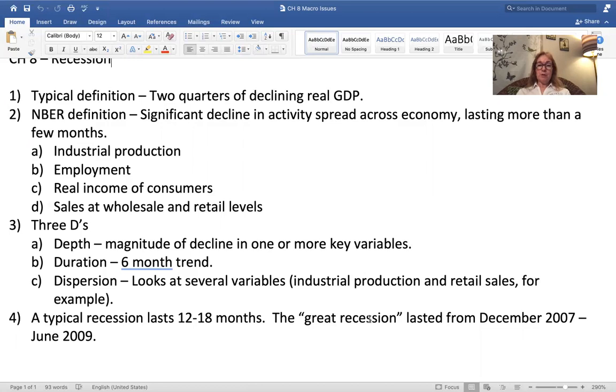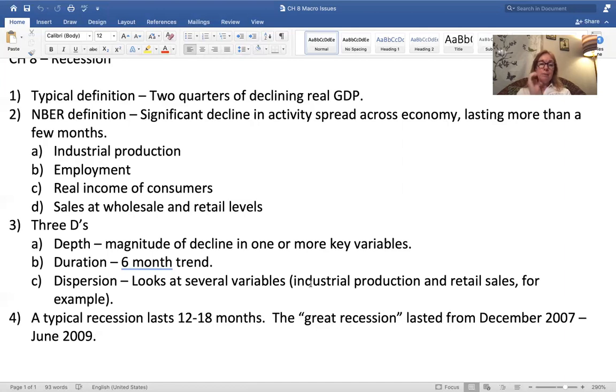The last recession that we had is called the Great Recession, and it lasted from December 2007 to June of 2009. Just food for thought there. We also had a recession in 2001, and it lasted till around 2003. But they're calling this the Great Recession because it was such a significant decline in GDP.